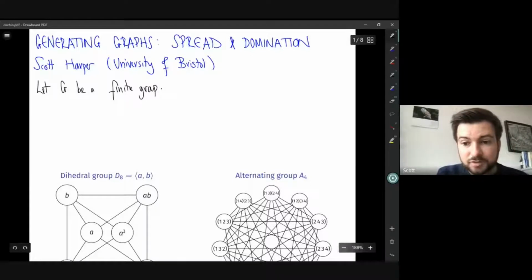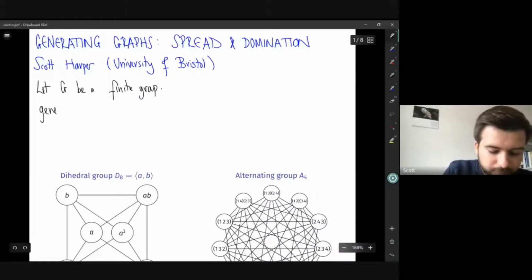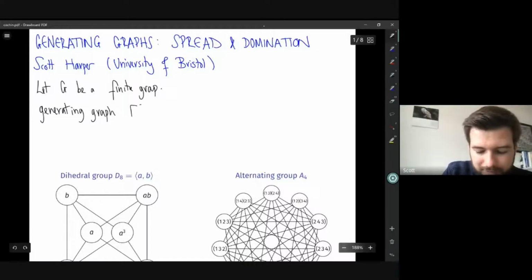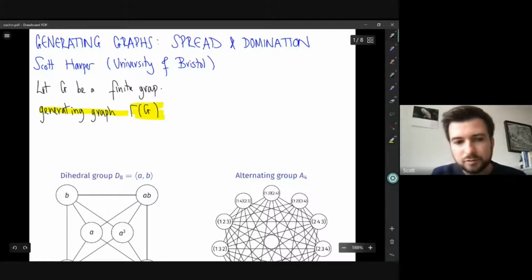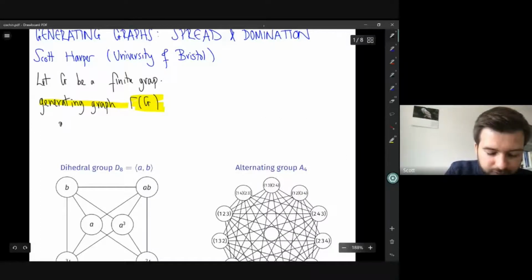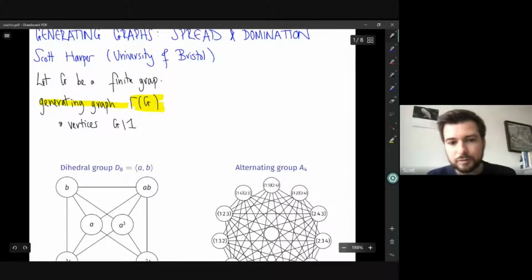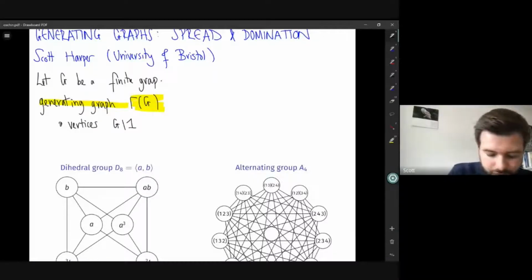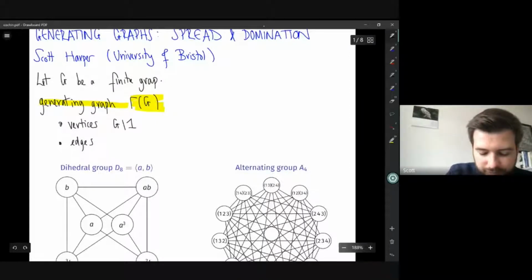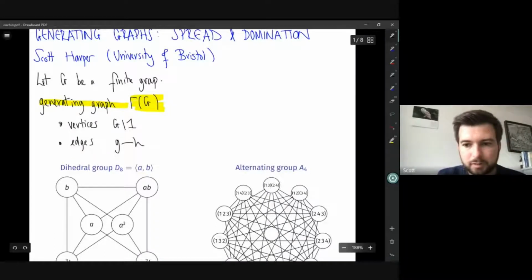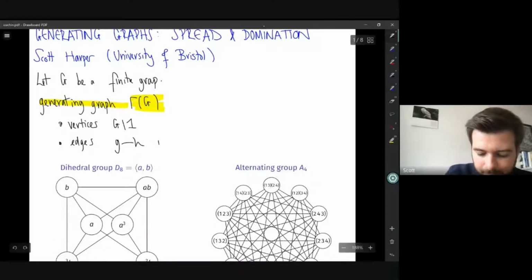I'm now going to define the generating graph. So the generating graph of G, I'll denote that gamma of G. This is what some people might call the reduced generating graph, but I'll just call it the generating graph. It has vertices as the non-trivial elements of the group. So here 1 is the trivial group, and the edges are the generating pairs. Or said otherwise, two elements of the group will be adjacent by an edge exactly when they generate the group.